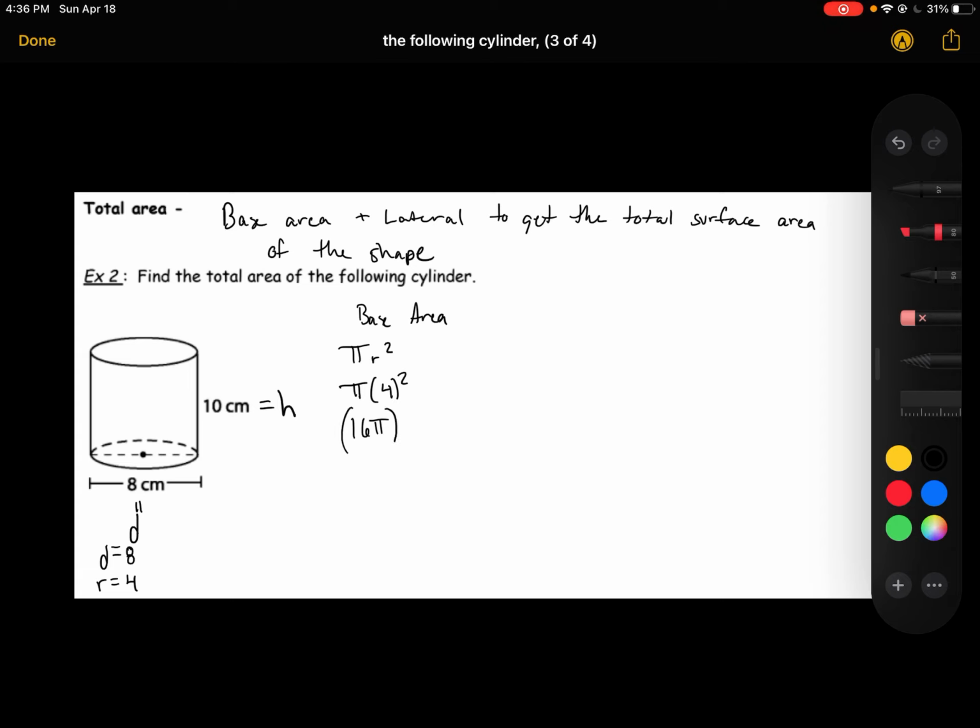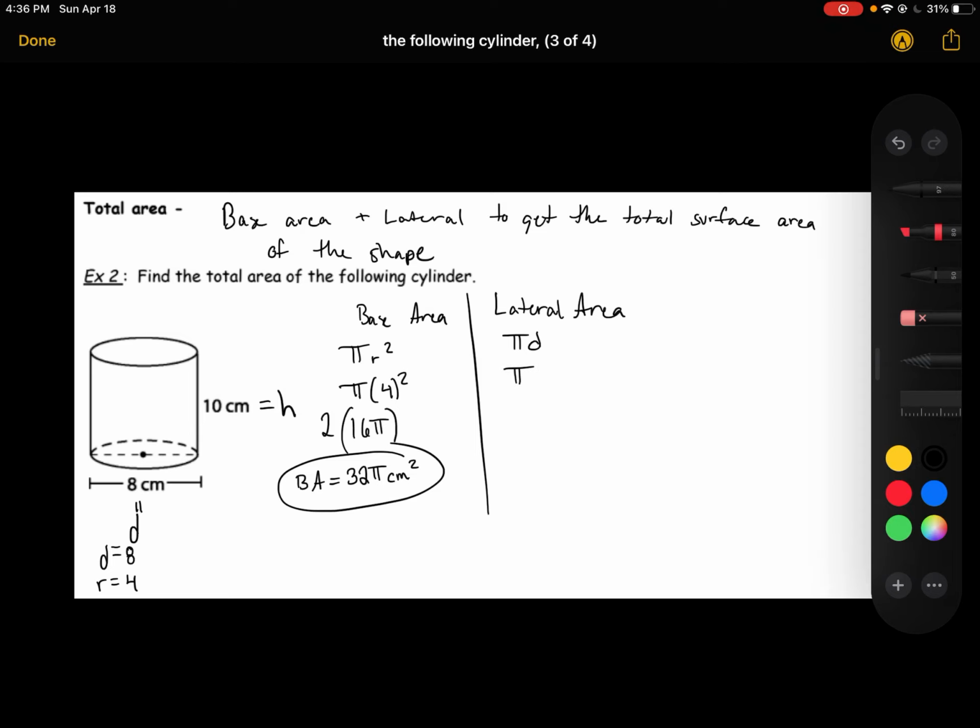So to start off, for our base area, we first need to calculate the area of one of the bases. We got 16 pi, and then as always we have 2 of them, so we're going to multiply this by 2. So we'll get 32 pi centimeters squared for our base area.